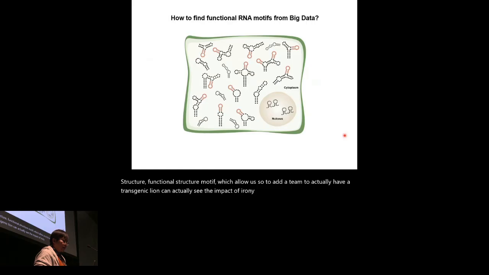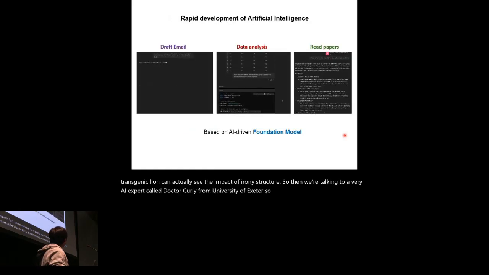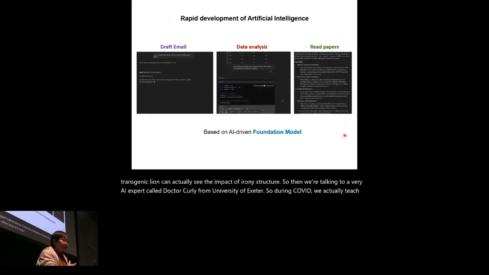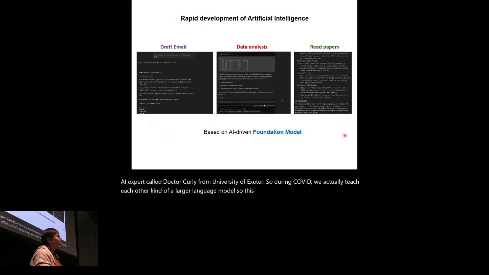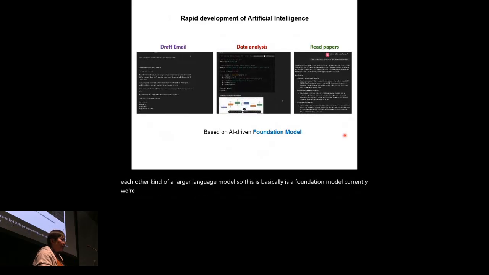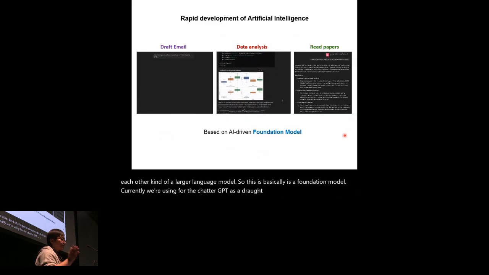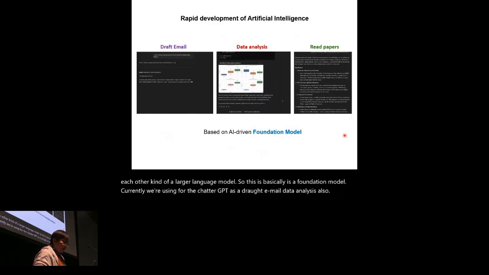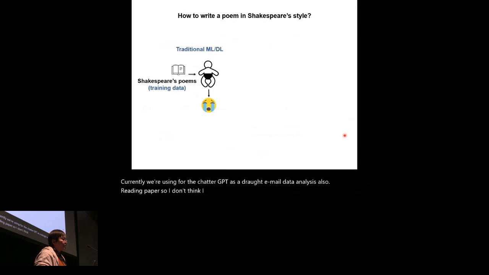Then we talked to a very good AI expert, Dr. Curley from the University of Exeter. During COVID, we taught each other about large language models. This is basically a foundation model, which we currently use with ChatGPT to draft emails, analyze data, and read papers. So I don't think I need a lot of introduction. The difference between machine learning and deep learning is, basically, you're training a baby. This is an explanation I got from the AI expert.